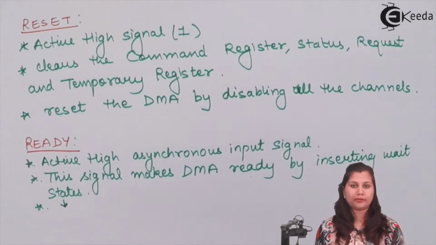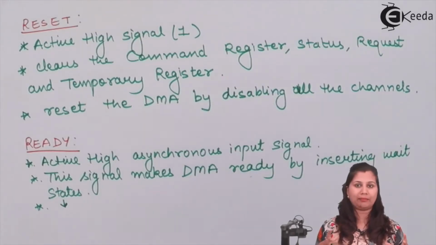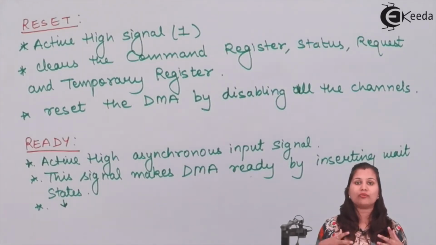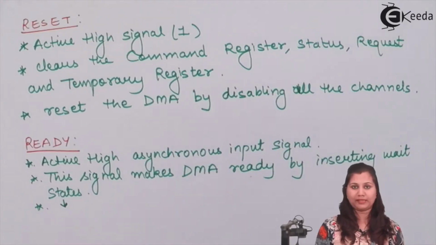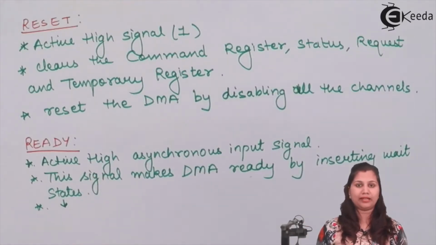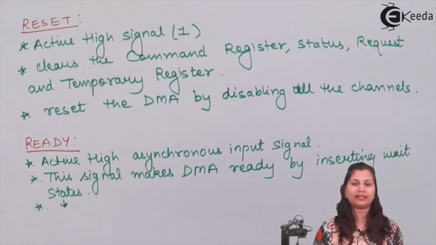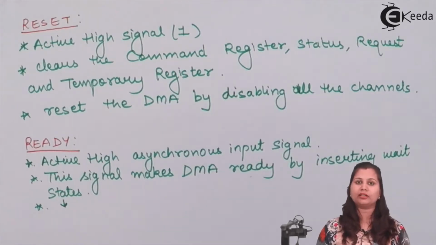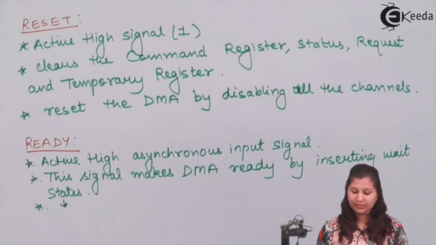So the processor speed is very slow, and the DMA is very fast. So the DMA has to wait for some time so that the microprocessor finishes its task and then starts communicating with the DMA. So these are the wait states. The ready signal makes the DMA ready for communication by inserting these wait states, so that by the time the microprocessor gets ready, the DMA will wait for the communication. Okay, so this is the ready signal and the reset signal.